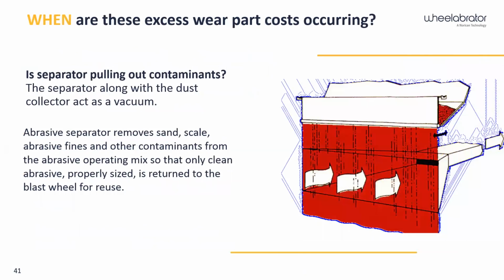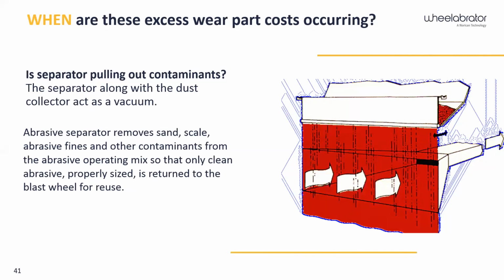Okay, another way that the excessive wear parts are occurring is if your separator is not functioning properly. The separator is probably the second most important part of a whole system, blast wheels, in my opinion, being the first, the separator the second. The separator, along with the dust collector, is like a huge vacuum. As your contaminants and your blast media are cascading down, you have that full curtain across there. With your dust collector functioning properly, you're pulling through that curtain of media dropping down.